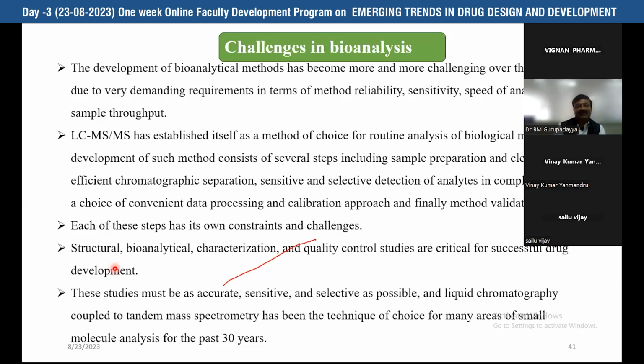Still we suffer from some of the challenges in bioanalysis. There may be more challenges in recent years due to very demanding requirements in terms of method reliability, sensitivity, and the speed of the analysis.